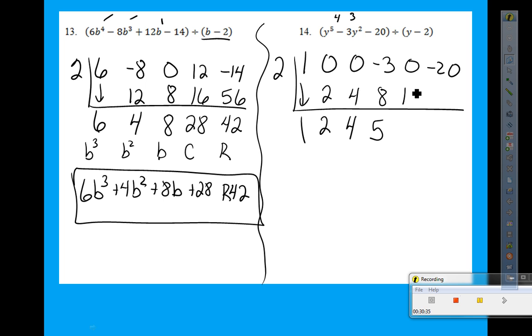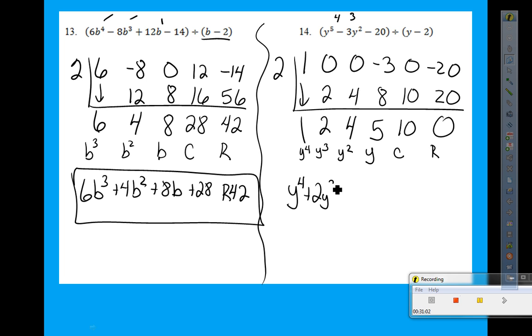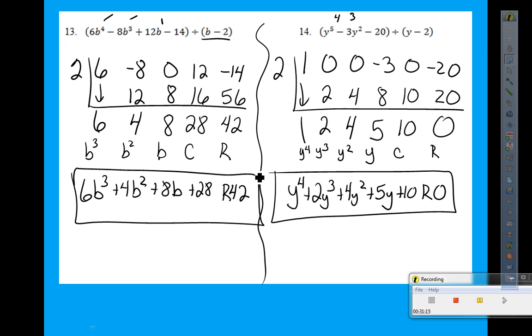2 times 5 is 10. Add and get a 10. 2 times 10 is 20. Add them up and get a 0. We started with a 5, so this represents the fourth, the third, the squared, the y, the constant, the remainder. So my answer, y to the fourth, plus 2y cubed, plus 4y squared, plus 5y, plus 10, with the remainder of 0. So guys, there's the lesson on synthetic division.